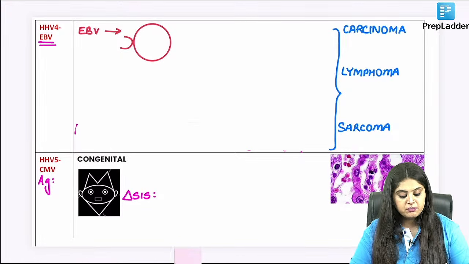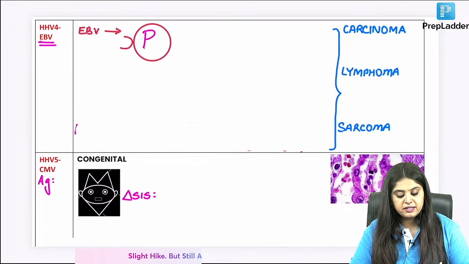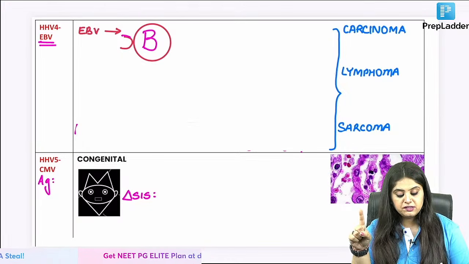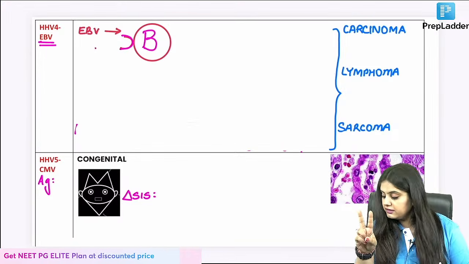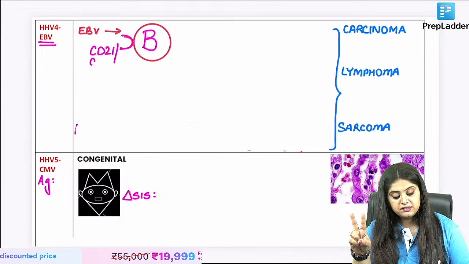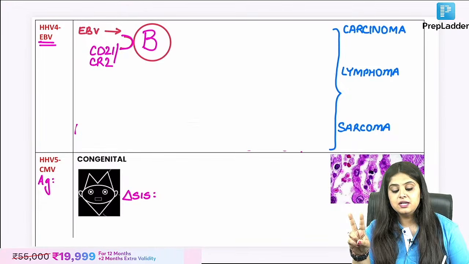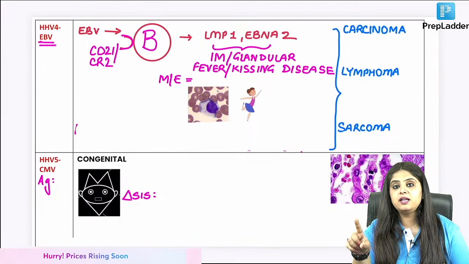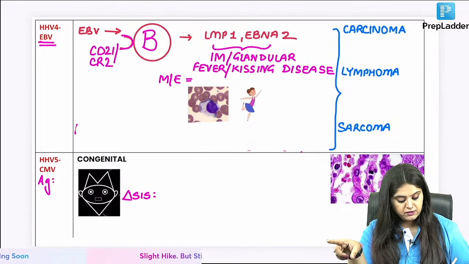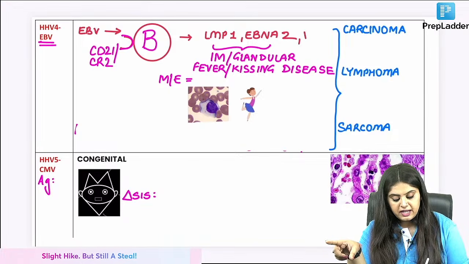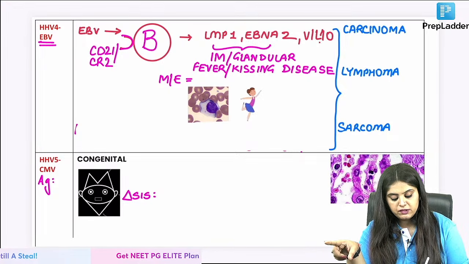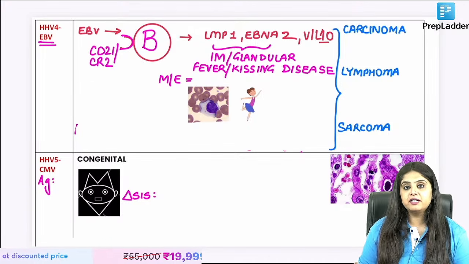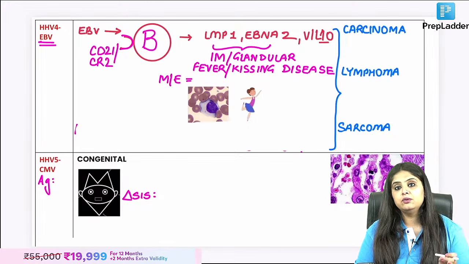When I write Epstein-Barr virus, which cells of the body does it attack? B cells or T cells? Question 1. It attacks the B cells. What is the receptor via which it enters the B cells? CD21, CR2, that's the name of the receptor. After entering, which are the two genes that it produces? LMP1, EBNA2, and also something which is known as the viral interleukin 10. So I've always taught you as 1 to 10. 1 to 10 means it is going to produce LMP1, EBNA2 and interleukin 10.